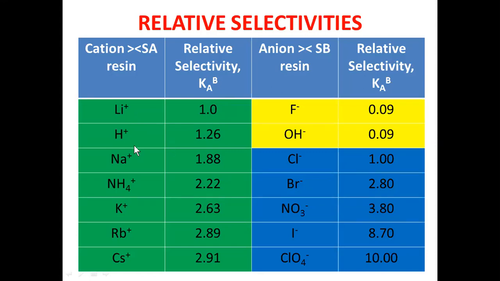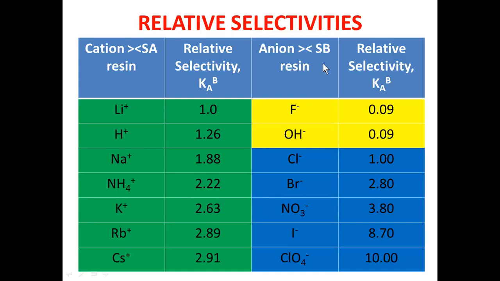It is not acceptable. For hydrogen ion, it is 1.26, which is greater than unity, so its selectivity for hydrogen ion will be high. For sodium ion, it is 1.88. Similarly, for ammonium, potassium, rubidium and cesium, the value of KAB keeps increasing. This means the selectivity of the resin becomes very high when you pass a sample solution containing cesium ion, Cs plus. Cesium ion is going to be freely exchanged in place of hydrogen ion when you use a cation exchange resin that is strongly acidic in nature.